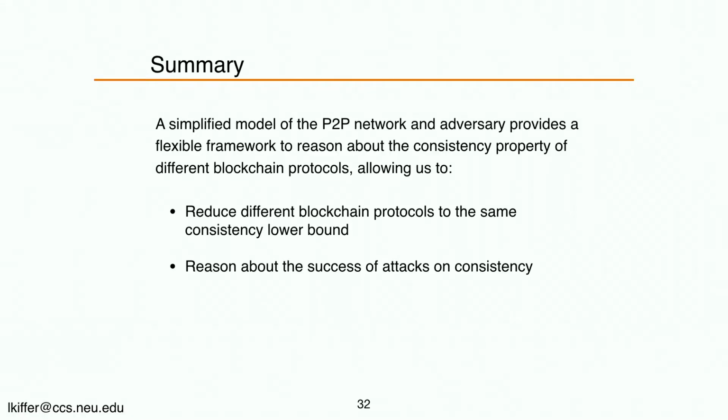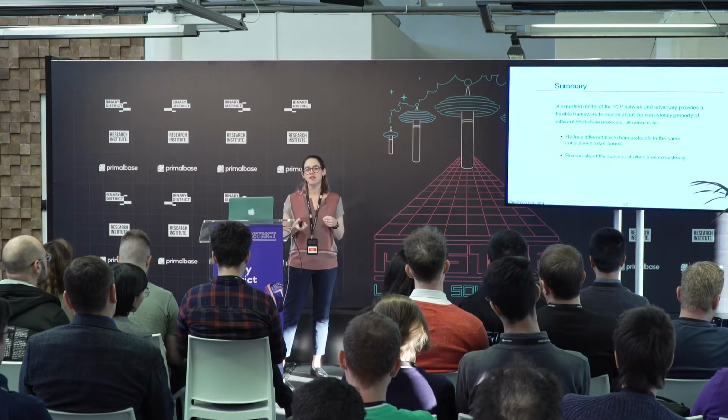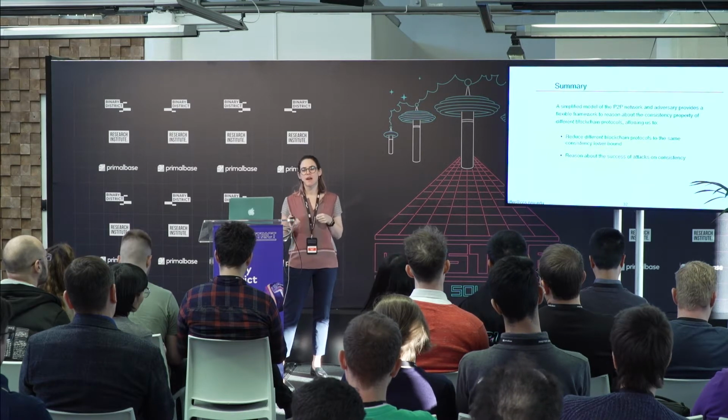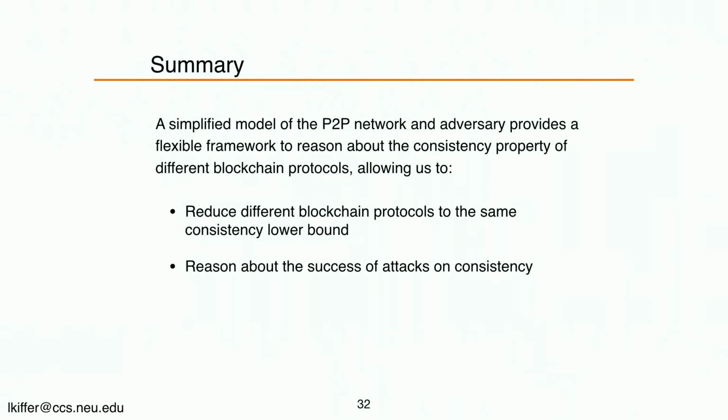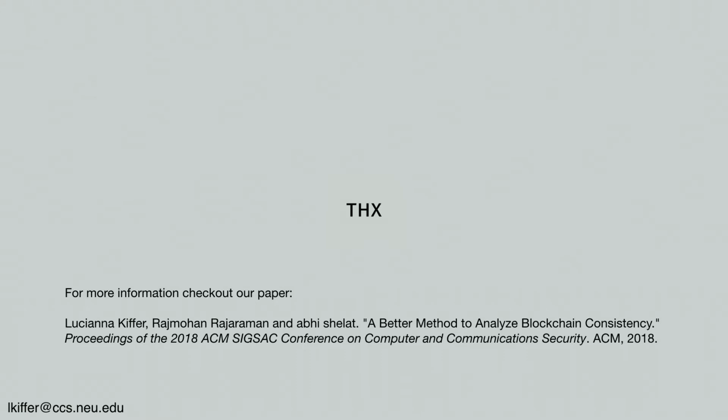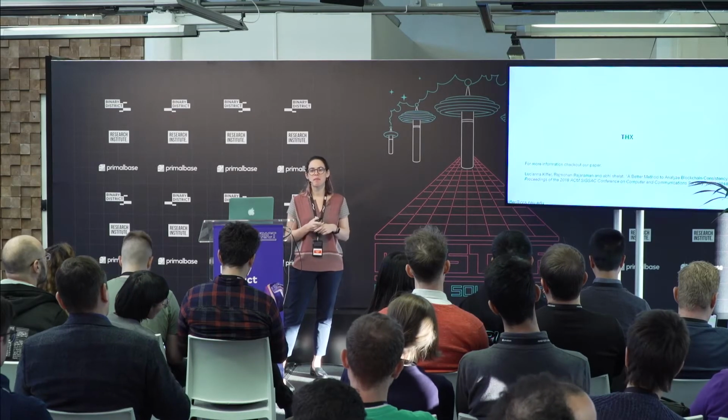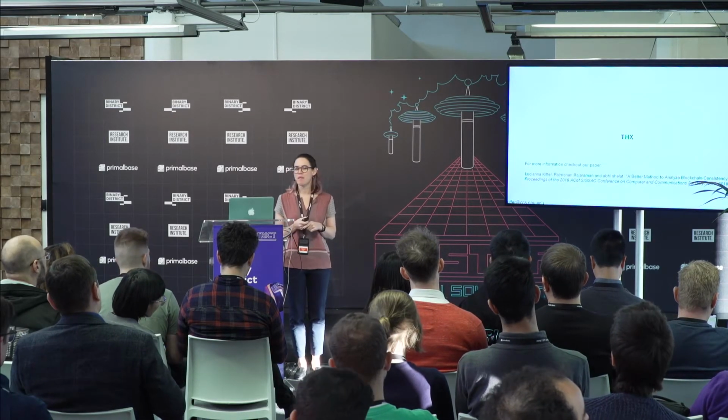So to summarize, what we do is we simplify the model quite a bit so that we can get these really concrete bounds on security, and then we are also able to apply this to different models of blockchain protocols, different versions of DAGs for these protocols, and be able to reason about different attacks. And if you want more information, I'd say check out my paper. And yeah, I'm happy to take questions now.